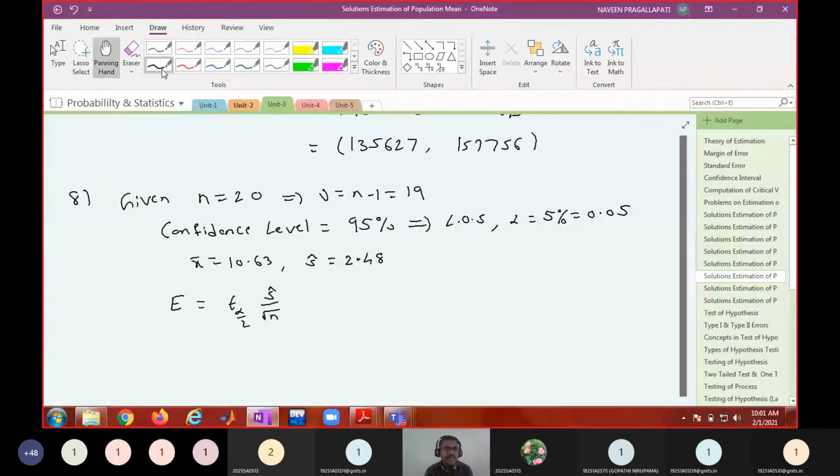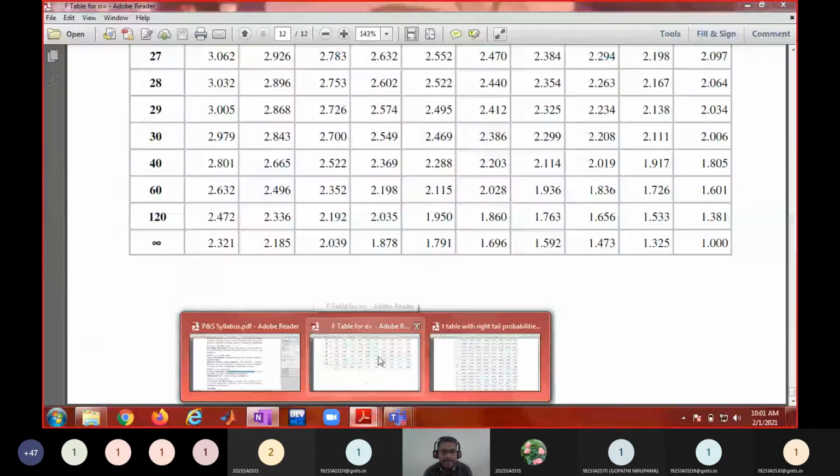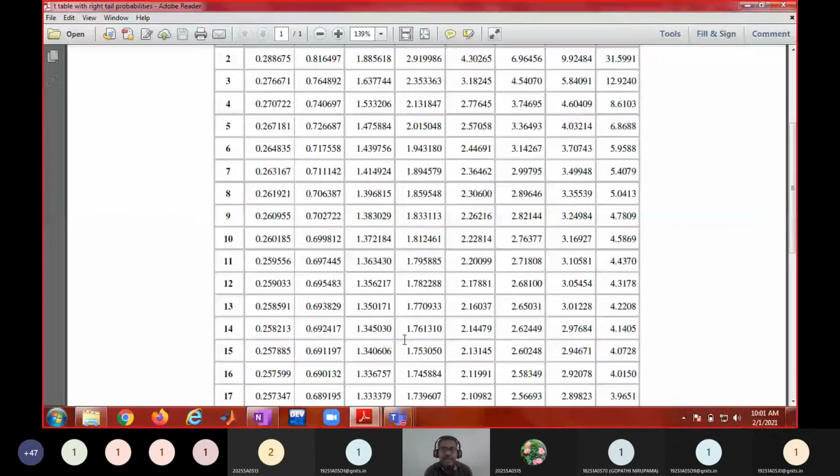So this is equal to T alpha by 2. What is alpha by 2 then? Alpha by 2 equals 0.025. So T 0.025 comma degree of freedom 19 into S cap by root n. So what is 0.025 with 19 degrees of freedom?